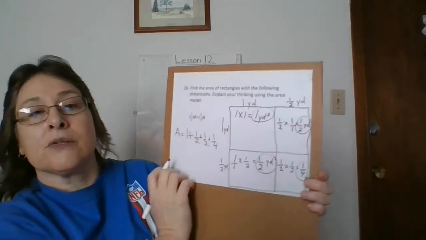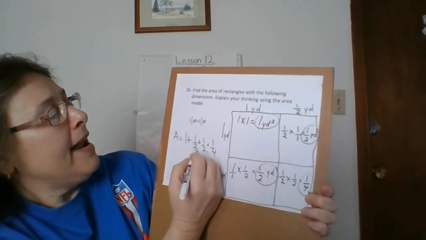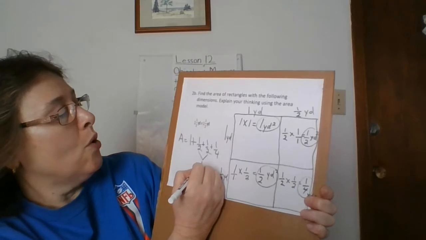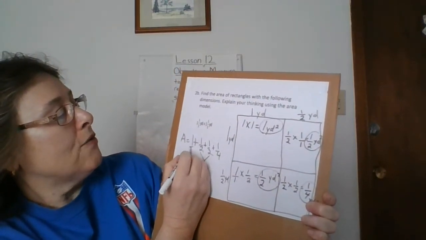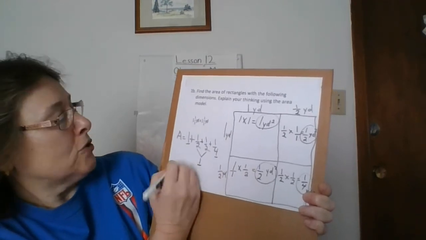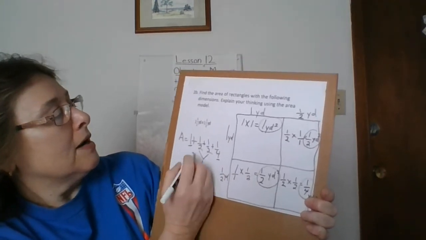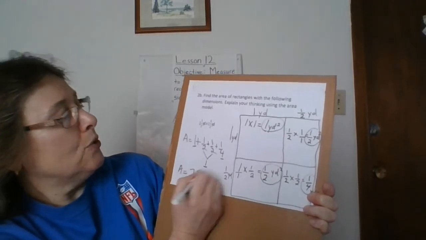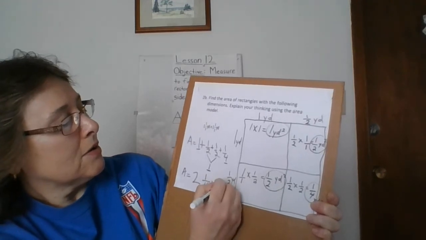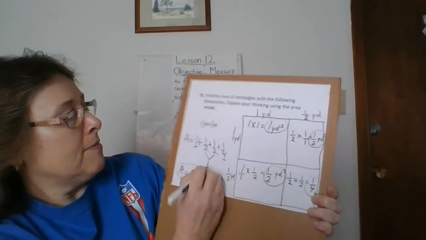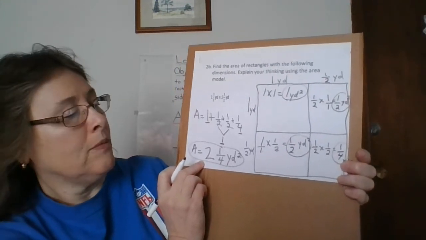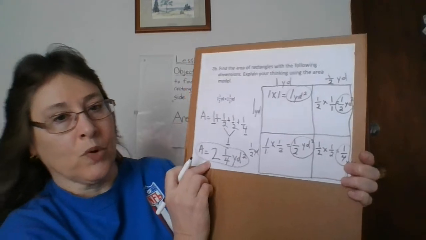Now I notice that a half and a half, you put 2 halves together, that's 1 whole. So that means I have 1 plus 1 and a quarter. So my answer would be 1 plus 1 is 2 and a quarter yards squared. That would be my answer for my area of the rectangle. Okay?